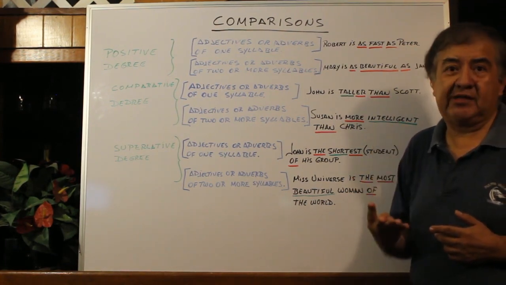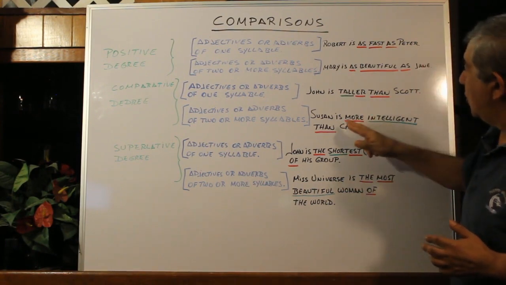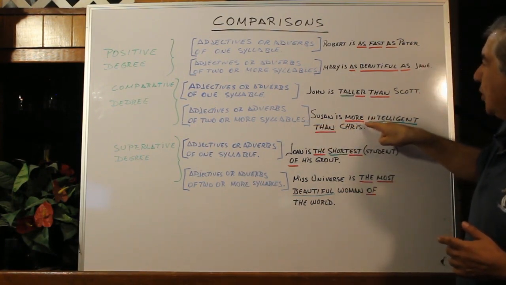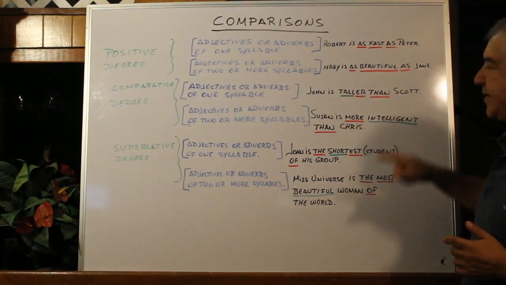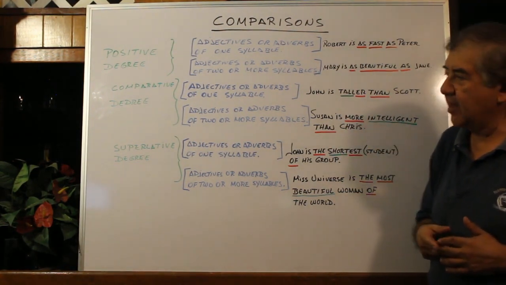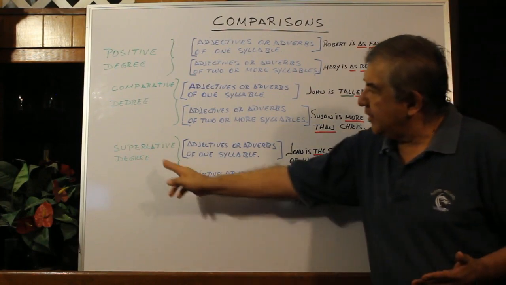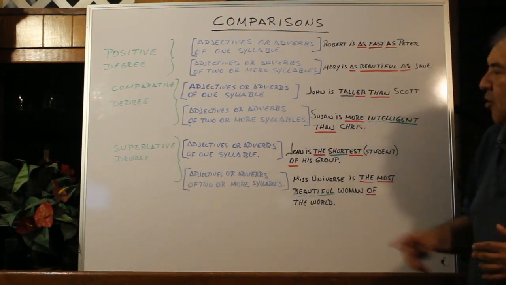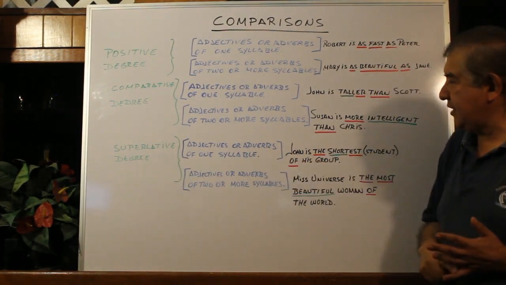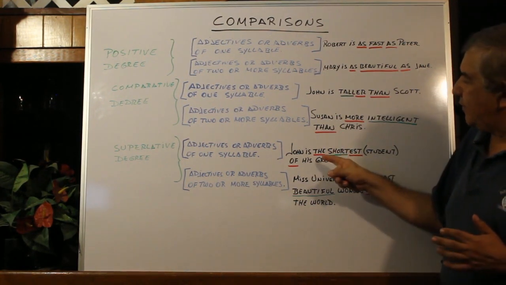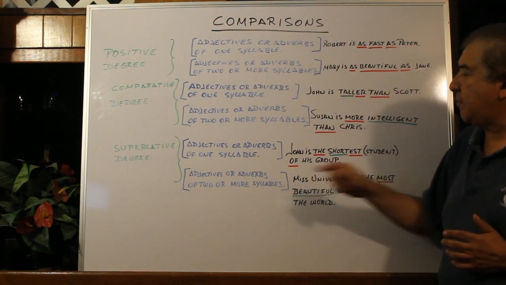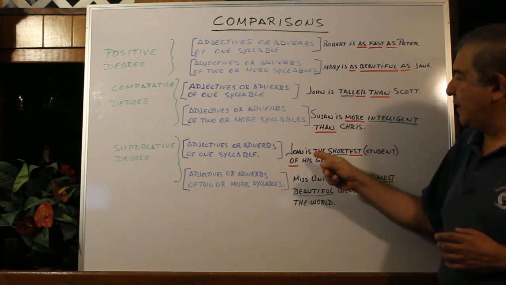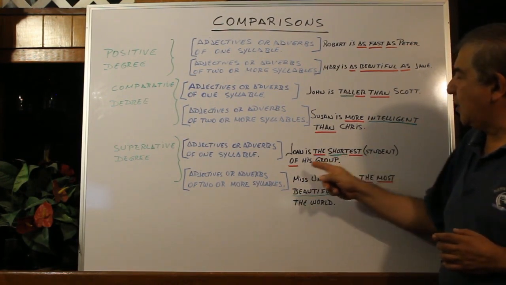Intelligent. 4 syllables. Okay? So here we have to use the words more and than. Susan is more intelligent than Chris. Now, finally, in the superlative degree, for those adjectives or adverbs of one syllable, we use the article the, the est ending, and the preposition of. In this case, John is the shortest of his group.